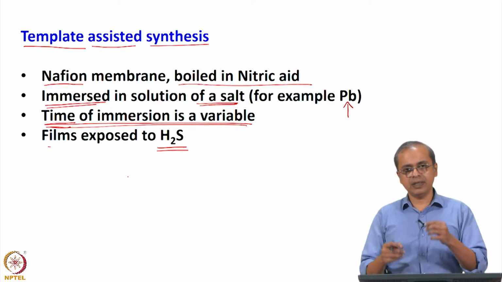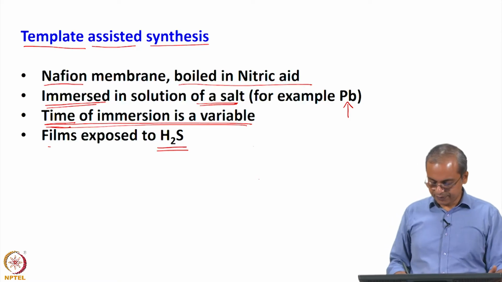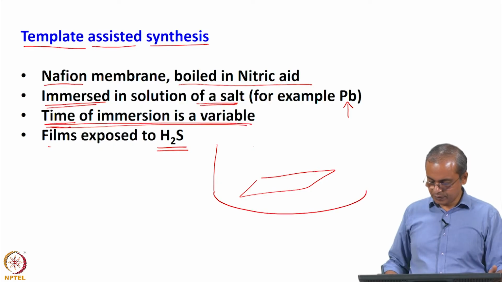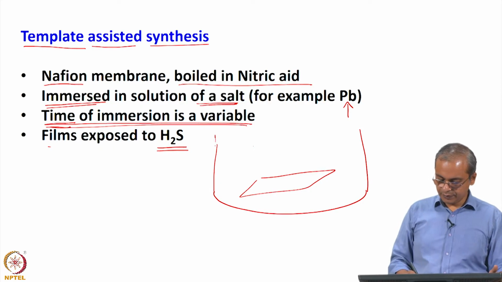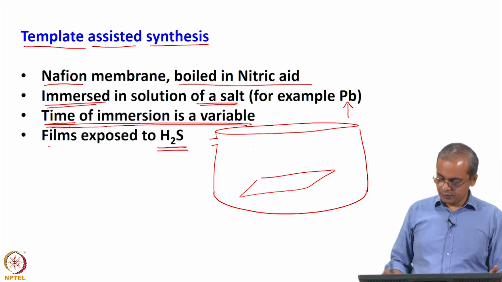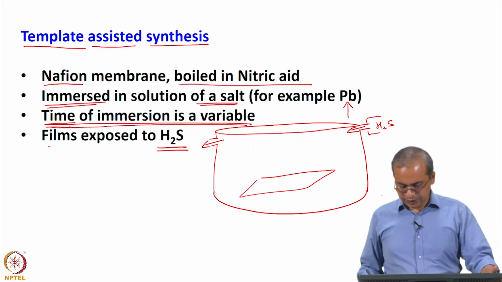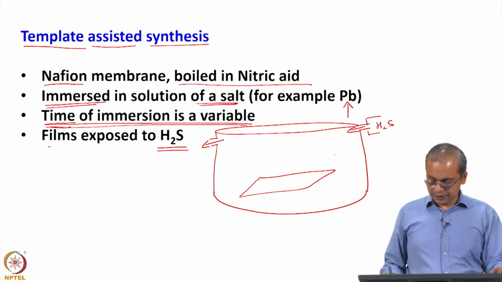So, once the lead salt is in, you then do a little bit of cleaning of the film, and then you keep it in some kind of container. So, this is your film, and then you have some kind of a container. And you can flow H2S. So, you have H2S flowing overnight, which exposes this membrane.